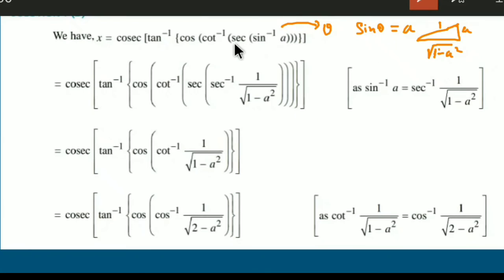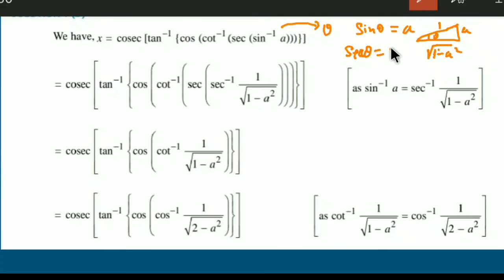So here that is sec of theta. For this particular angle theta, sine theta was A, altitude upon hypotenuse, and for sec theta you can write 1 upon under root 1 minus A square, that is hypotenuse upon base. Hence we say theta equals sec inverse of this. Theta is sec inverse this, so we write sec inverse this.